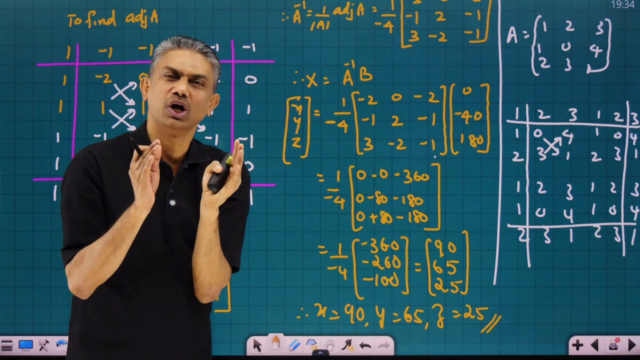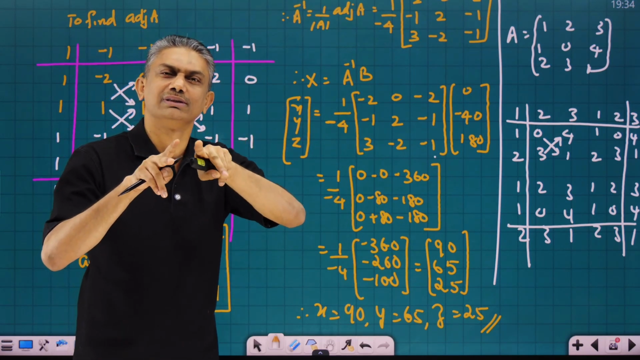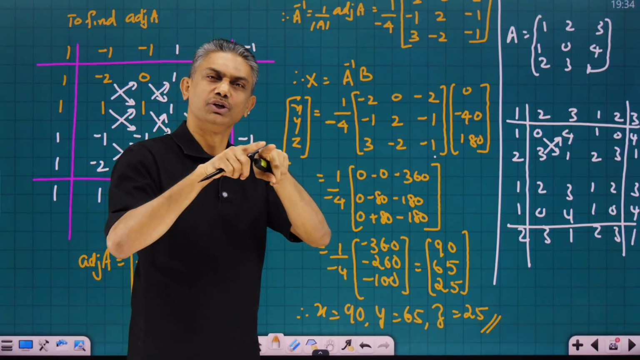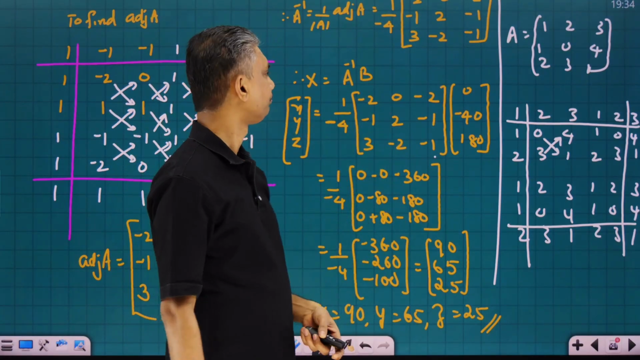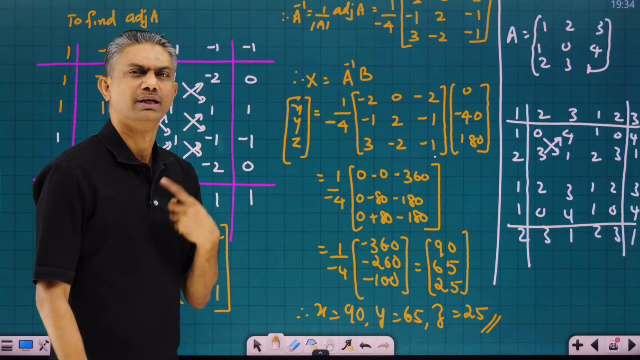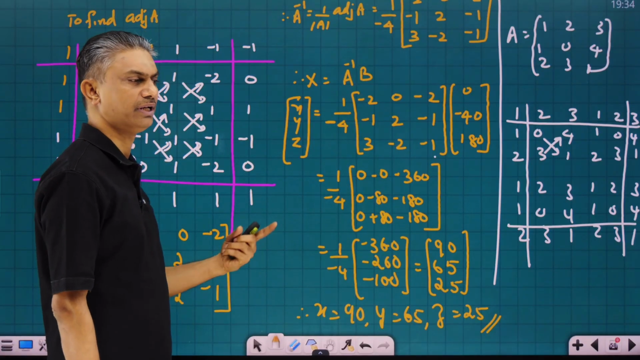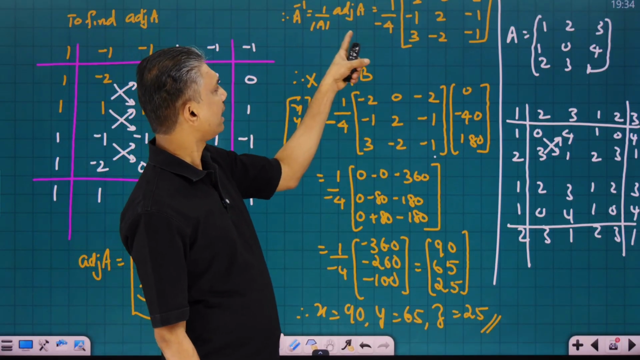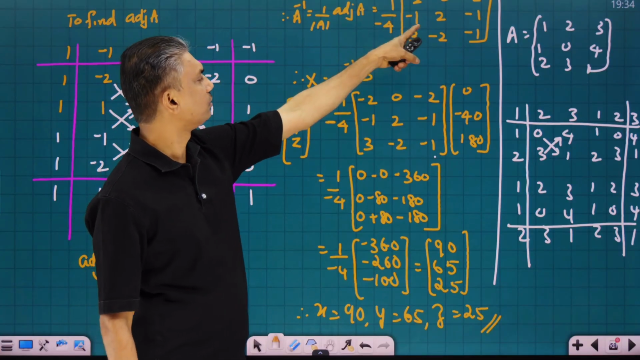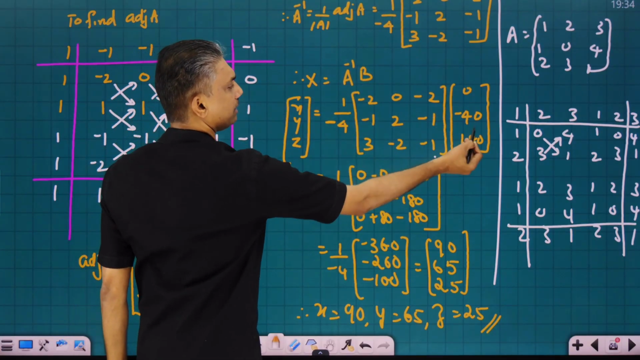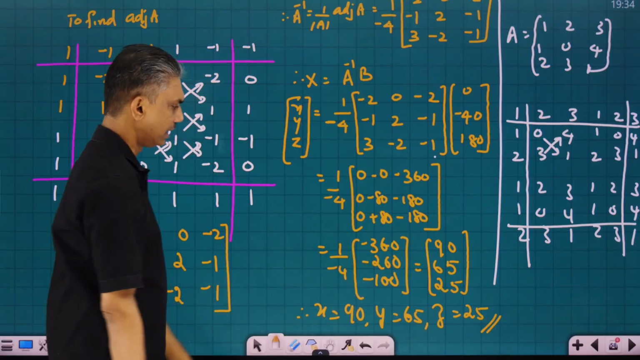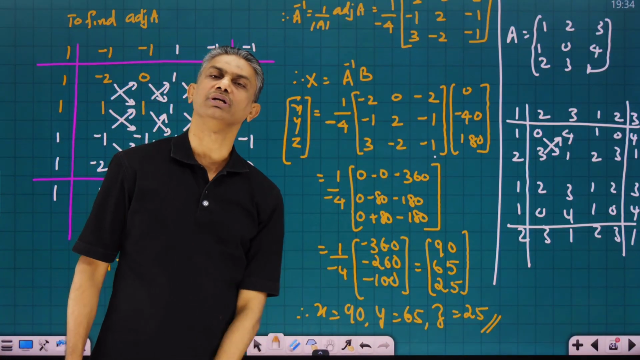And if anybody doesn't know, you can see the previous video on YouTube, how to find the adj by shortcut method. In detail, it is explained. One time if you watch, it will be very easy to find adj. Now x is equal to A inverse B. So 1 by minus 4 in this one, x equal to A inverse B. So already we have A inverse. Multiply by B, you will be getting 90, 65 and 25.